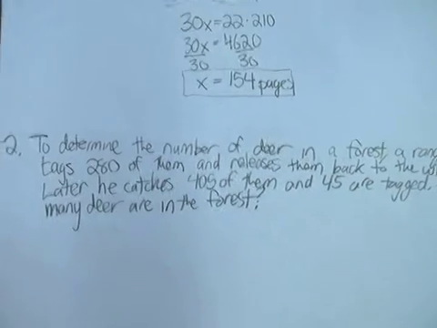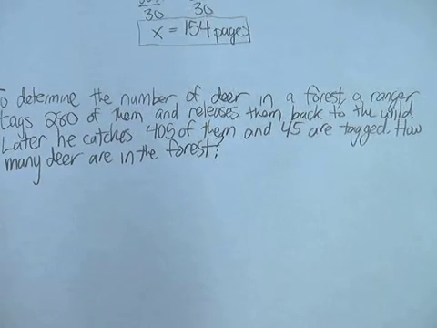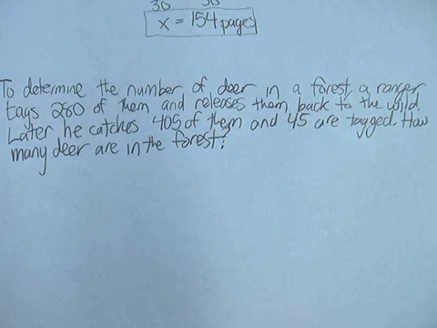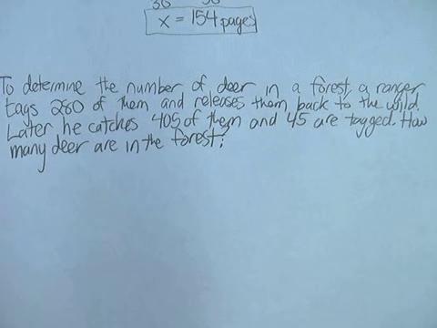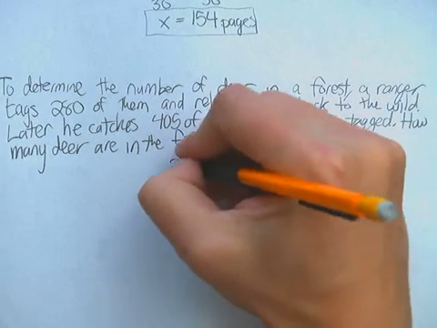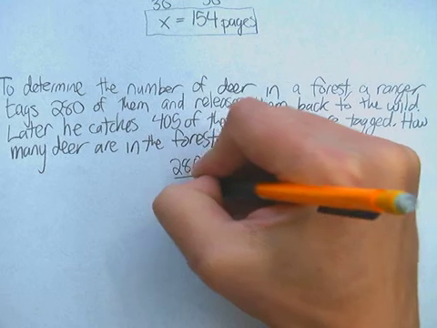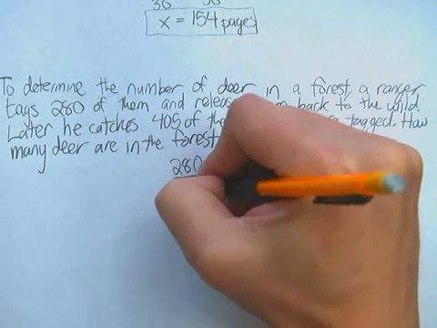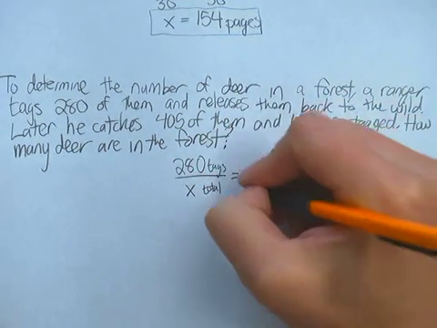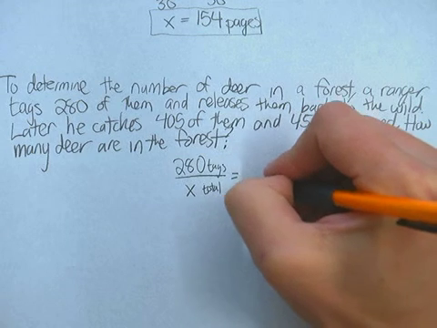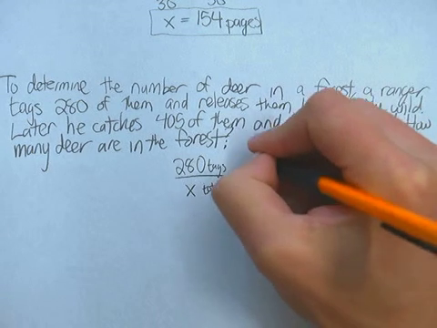Alright, our second problem. To determine the number of deer in a forest, a ranger tags 280 of them and releases them back into the wild. Later, he catches 405 total deer, and 45 of them are tagged. How many deer are in the forest? Well, our ratio is he's doing 280 tags out of we don't know how many total. And then when he catches them, there are 405 of them total, and 45 of them are tagged.